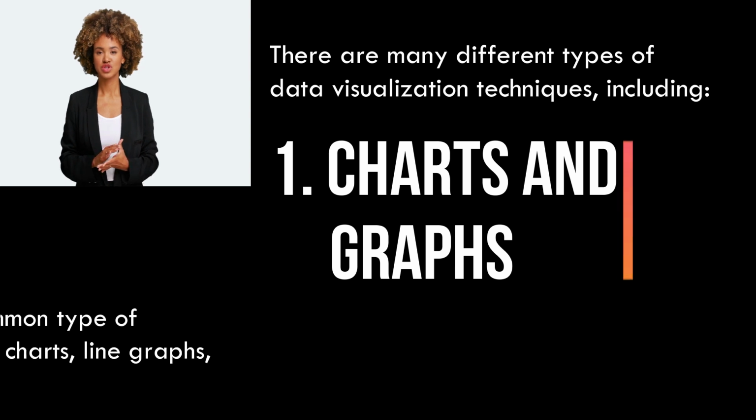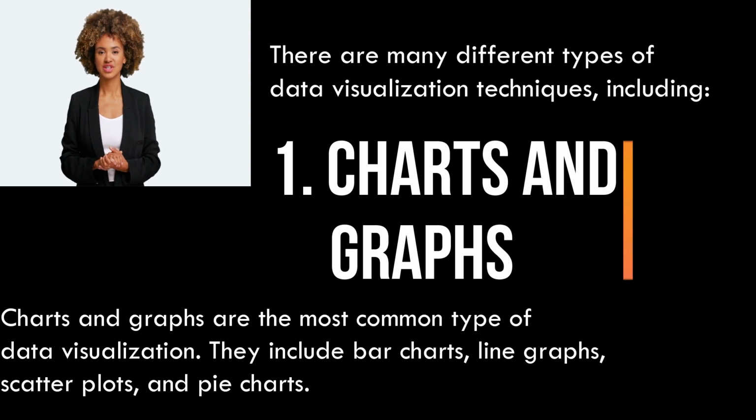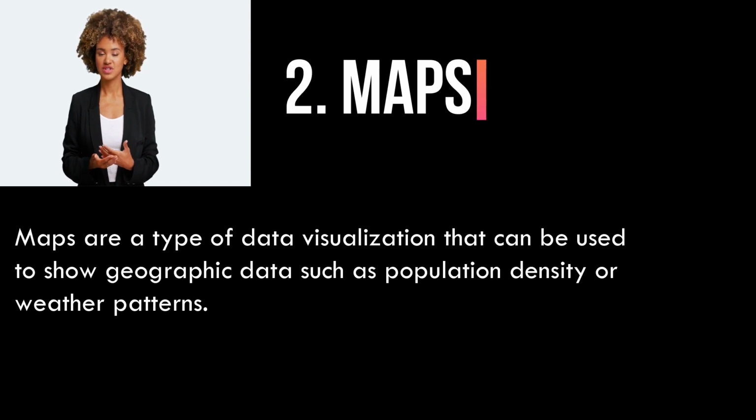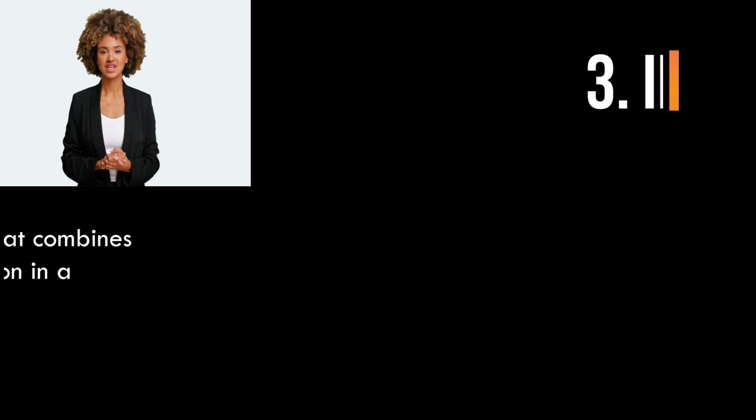1. Charts and graphs. Charts and graphs are the most common type of data visualization. They include bar charts, line graphs, scatter plots, and pie charts. 2. Maps. Maps are a type of data visualization that can be used to show geographic data such as population density or weather patterns.